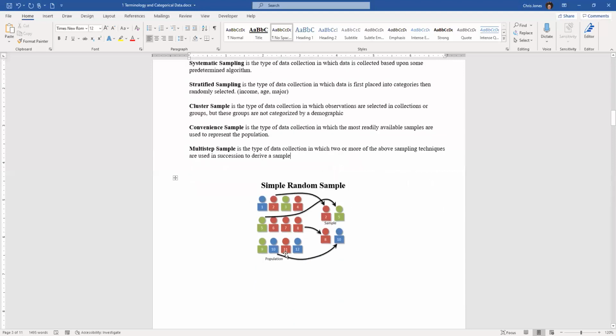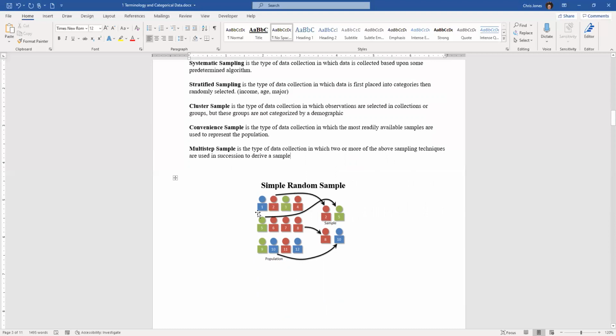A simple random sample, let's say we have a population of 12 people and they all have different characteristics. So maybe the colors represent a different characteristic, like a major. Maybe blue indicates a science major, brown represents an arts major, and maybe green represents an education major or something like that. And so we just randomly pick, all right?